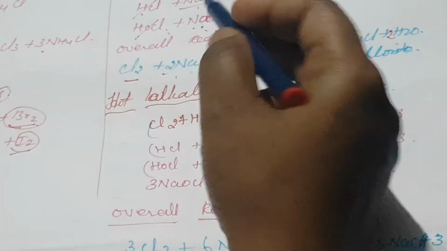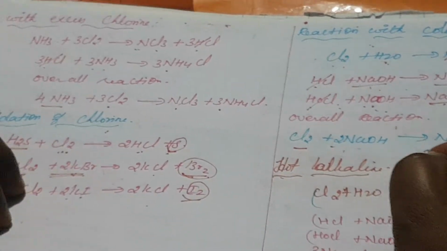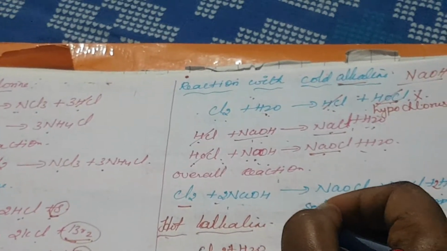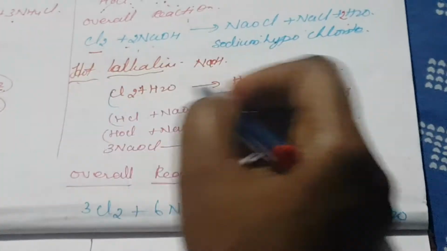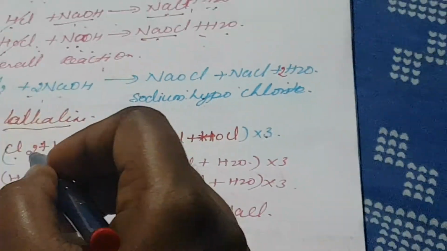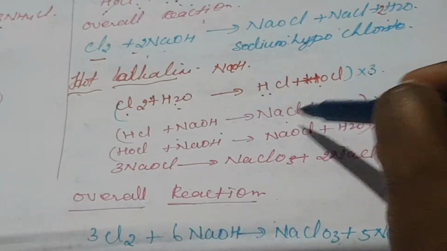Next, the same reaction will be for hot alkaline. Hot alkaline means NaOH under hot conditions. The same equation applies here, but for balancing purposes we multiply the equation by 3. So chlorine plus water gives HCl and hypochlorous acid, HOCl. Multiplying by 3: 3Cl2, 3H2O, 3HCl, 3HOCl. Again the same equation, HCl plus NaOH gives NaCl, times 3.